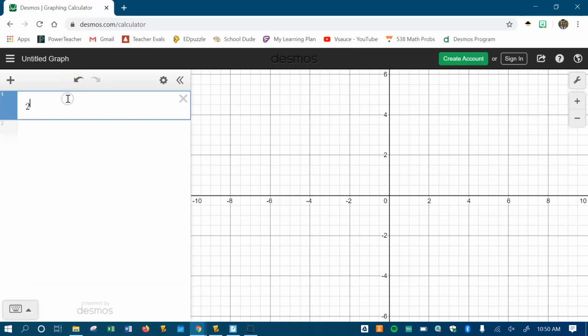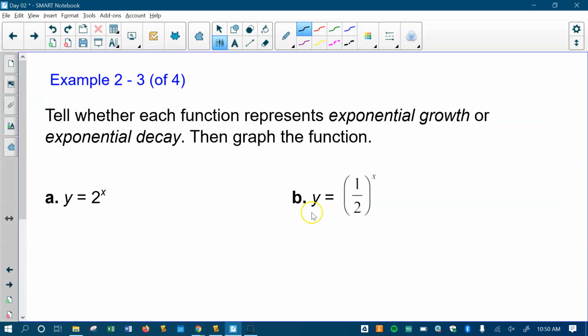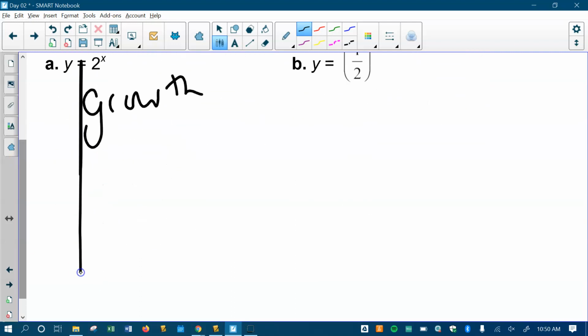2 to the x. And growth, because it has that shape, it's growing to the right. So, if you want to, you can make a table.